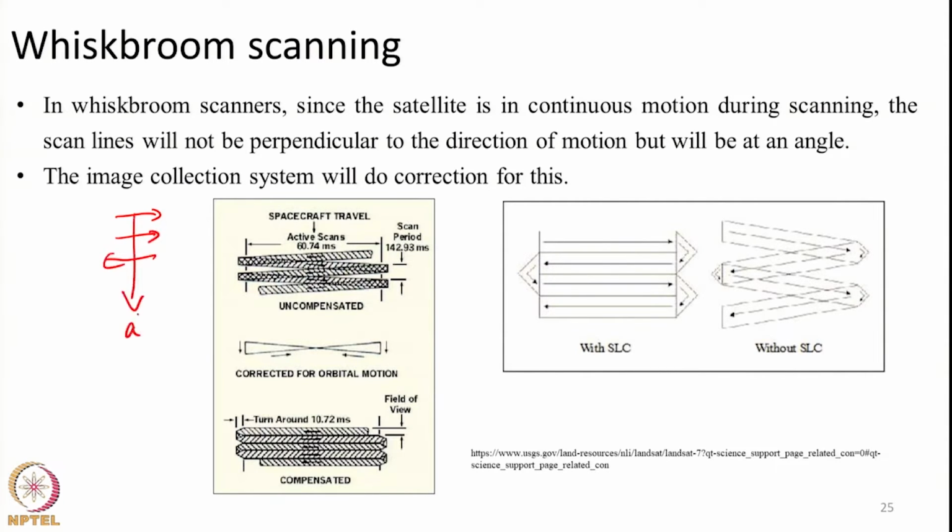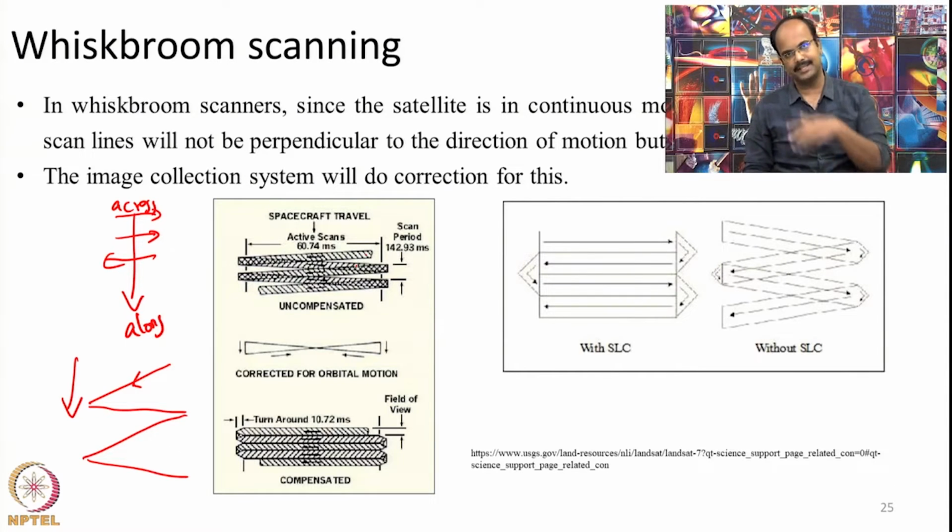This is along track and this is across track. Scanning will not happen like this, but it will happen like this, because the satellite is moving as the scanner is doing its scan. So, essentially those who design the sensors will adjust for all those things, and ensure there is no data gap, no gap on the ground before the scanner completes one scan line.